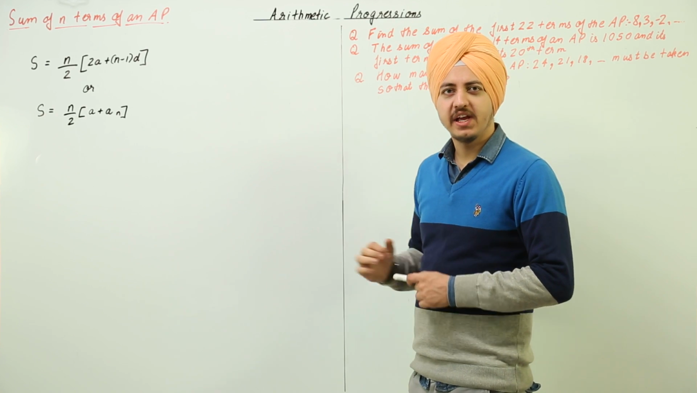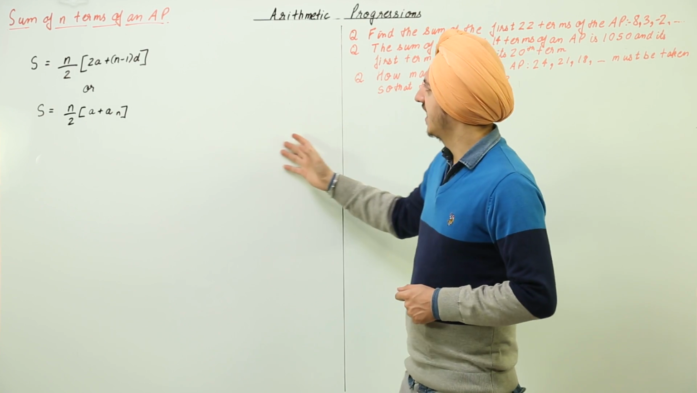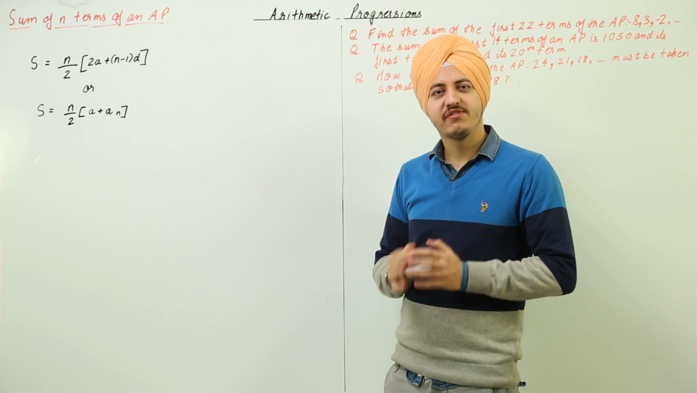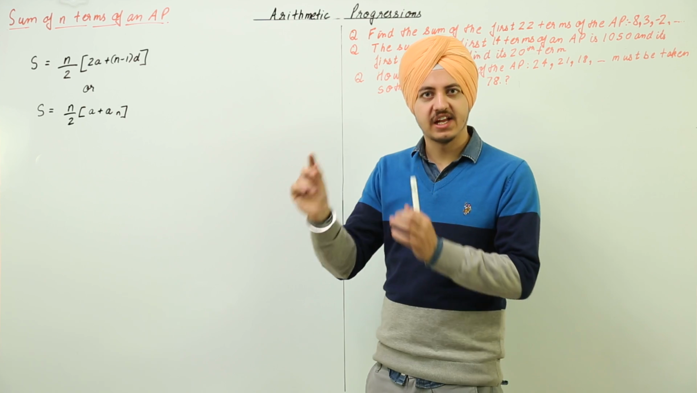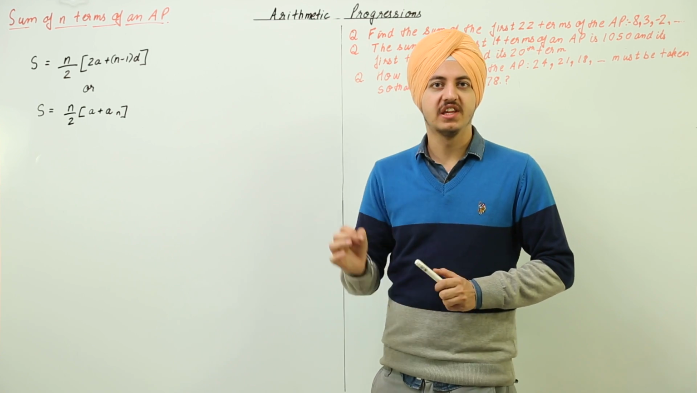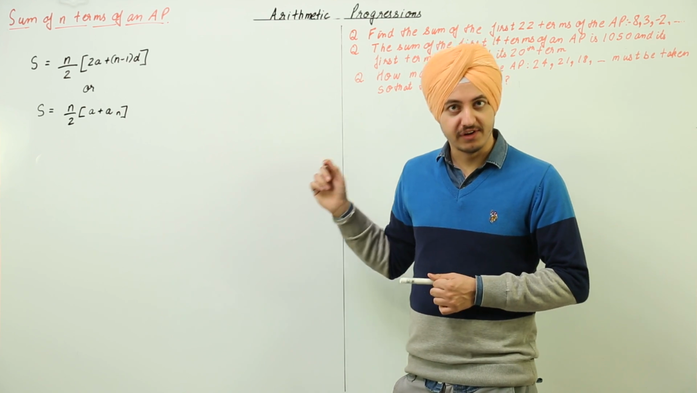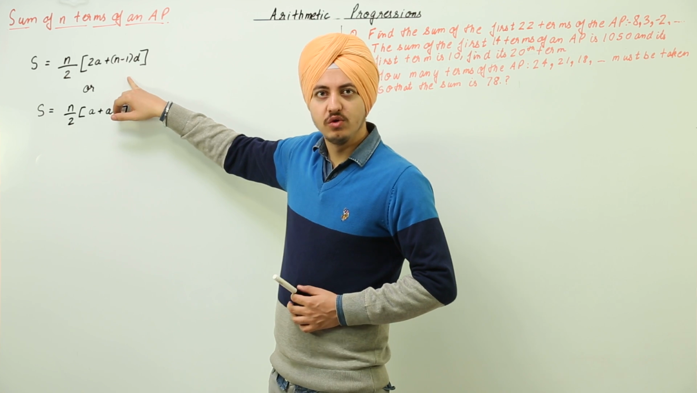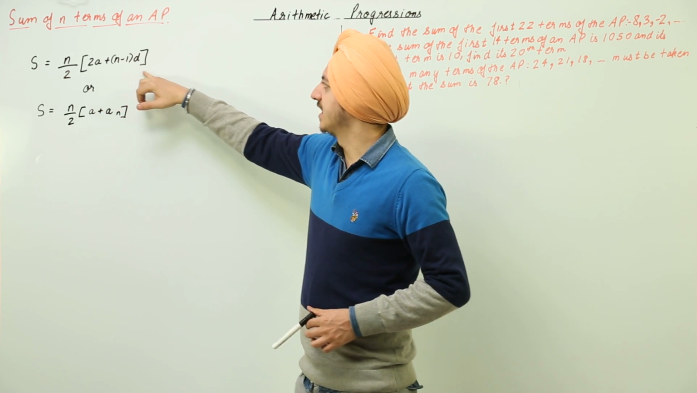Now the next topic in the chapter, arithmetic progressions, is sum of n terms of an AP. So we've already found out how do we find out the nth term of an AP, correct? Now we need to find out how do we find the sum of n terms of an AP. The formula over here says n by 2 into 2a plus n minus 1 into d.